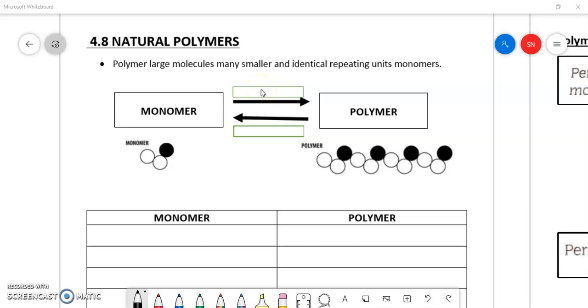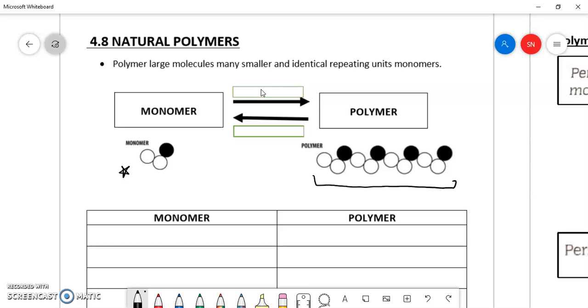Okay, hi students. So we are now continuing our lesson with natural polymers. When we talk about natural polymers, first of all, polymers are large molecules with many smaller identical repeated units of monomers. A monomer is a smaller, individual unit, whereas a combination of monomers forms a polymer. So polymers are repeated units of monomers.